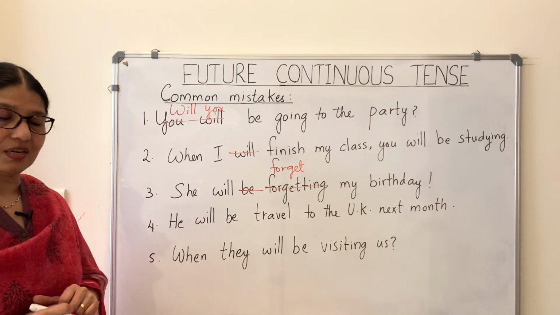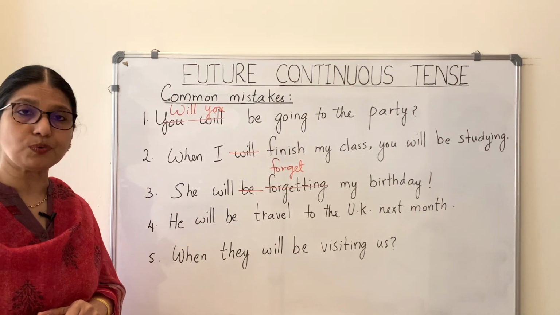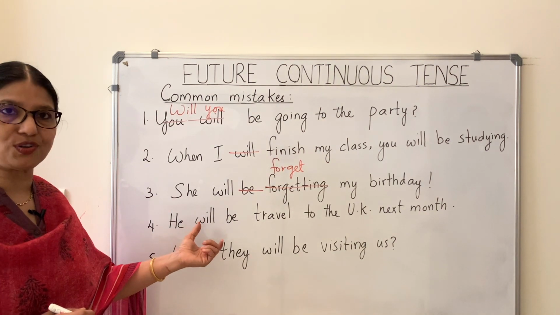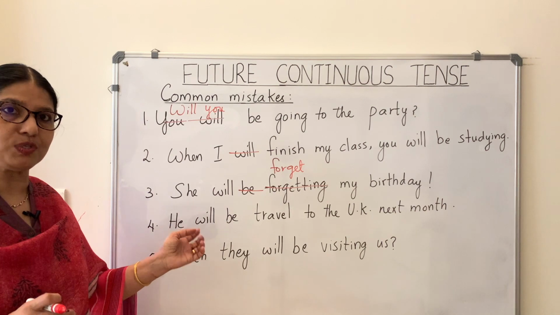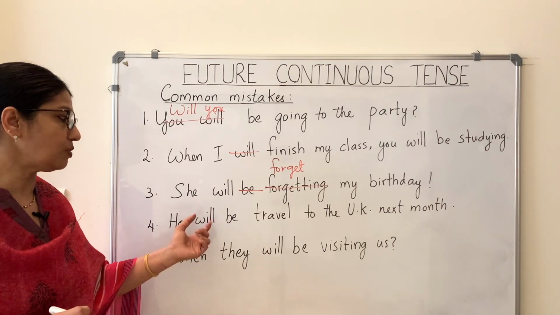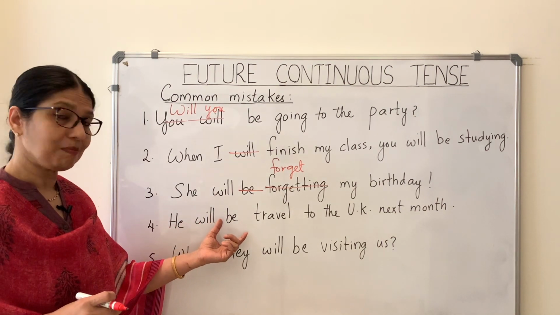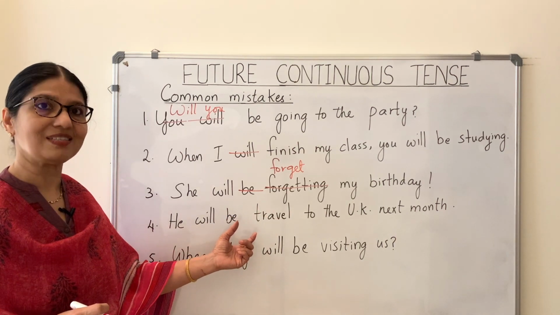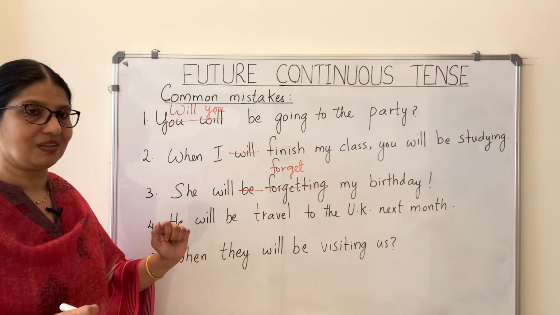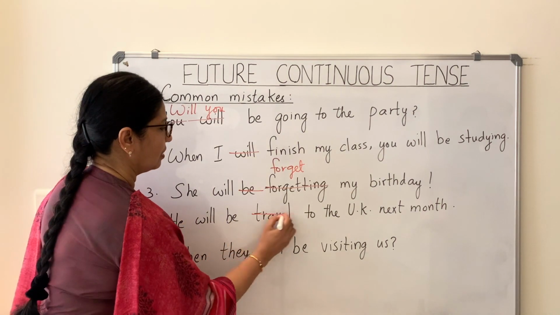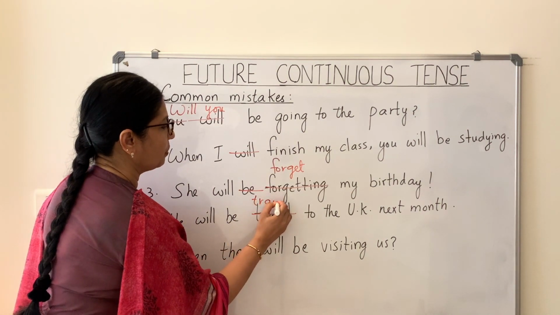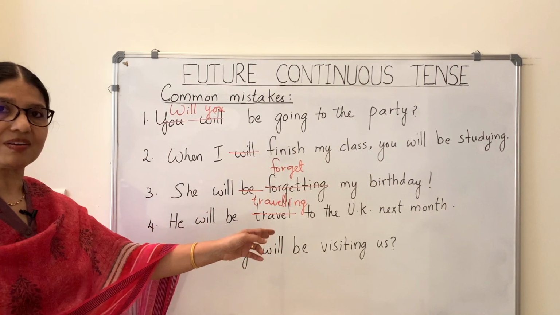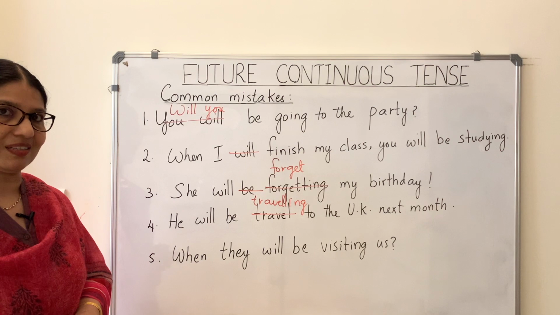Number 4, he will be travel to the UK next month. Here the form is wrong. You know that when we use the future continuous tense, we use will plus be plus the ing form of the verb, that is the present participle. So it should be not travel, it should be traveling. He will be traveling to the UK next month.